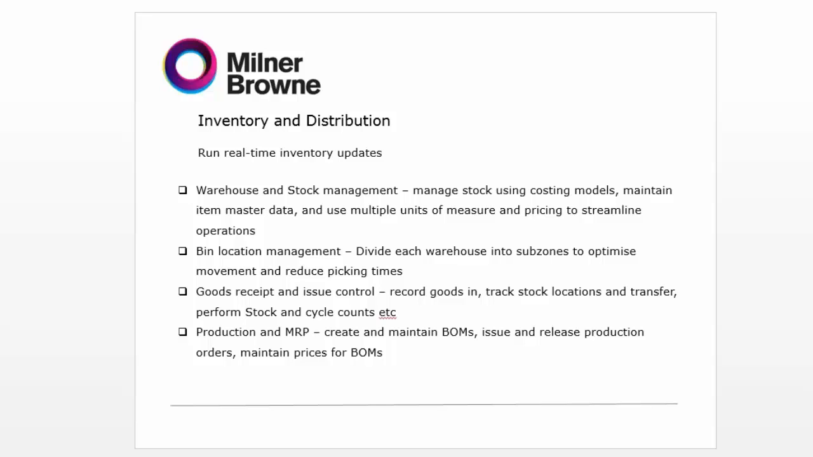Also, you can manage the goods receipt and issue control, so you can record goods coming in, track stock locations, transfer stock as well, and perform stock and cycle counts. Also, you can manage production and MRP. MRP is Material Requirements Planning, so you can create and maintain bills of materials and issue and release production orders. You can also maintain your prices for your bills of materials.